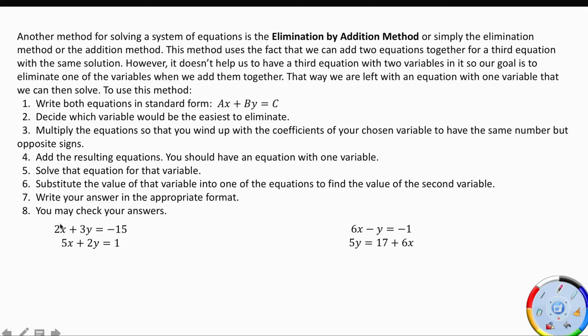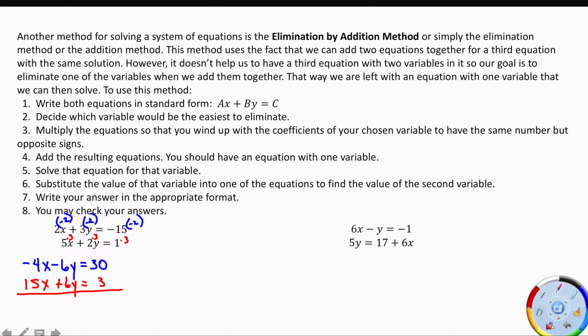So pay attention to whatever makes your math easiest. I'm going to multiply this top one by -2 to maybe change that -15 to a positive. So -2 times each term gives me the equation -4x minus 6y equals +30. And if I multiply this bottom equation by 3, again, my goal is to make both of these numbers 6, one positive and one negative. Then I wind up with 15x plus 6y equals 3.